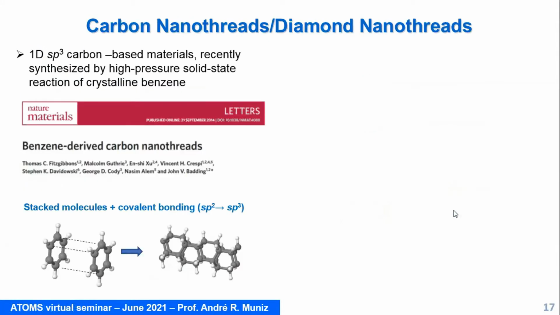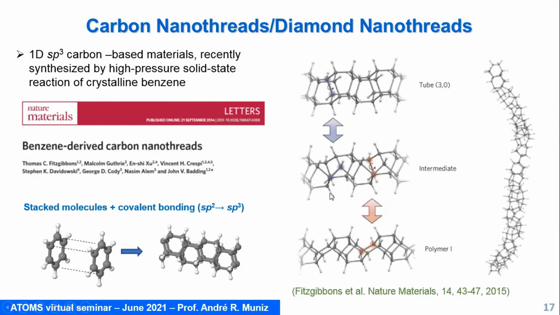So let's start talking about these carbon nanothreads, also named diamond nanothreads in the beginning. They are another member of the family of carbon nanomaterials. Carbon nanotubes are famous, as is graphene, and carbon nanothreads are the sp3 equivalent. They were synthesized for the first time in 2014, and the idea is to get crystalline benzene and make the rings fuse to each other, forming a continuous strand that they labeled as a nanothread. Here are some images of the original paper.